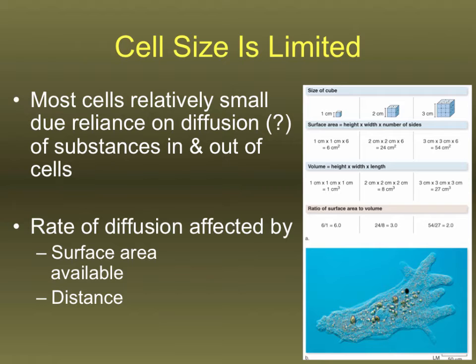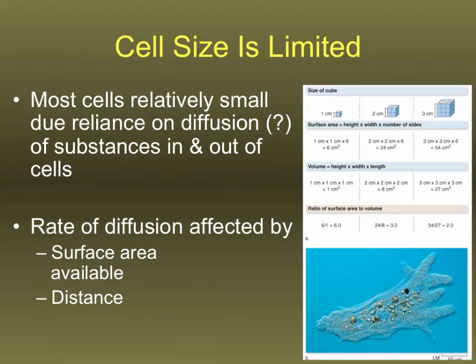The distance or the volume, on the other hand, is a limiting factor. The bigger a cell is, the more volume it has inside of it, the longer that stuff is going to take to get to where it needs to go. Well, you might think, okay, if a cell is big, yeah, it's got a lot of volume, but it also has more surface area because it's bigger. And you're right. But the problem is the ratio of surface area to volume.